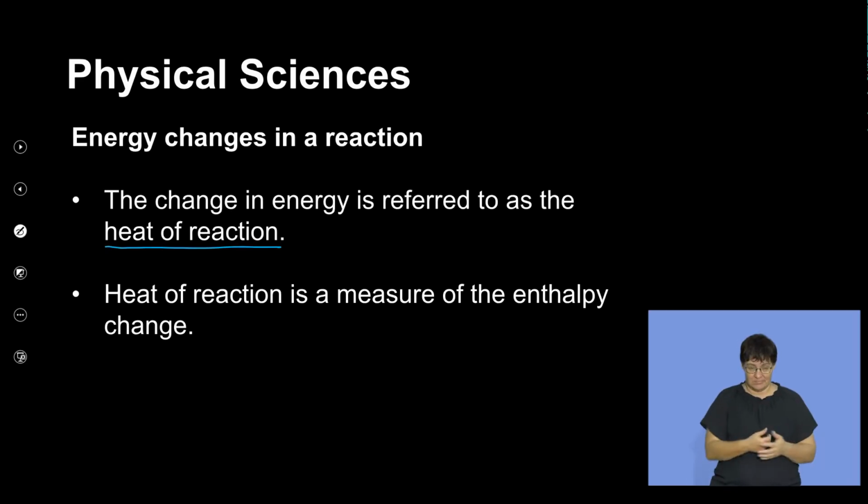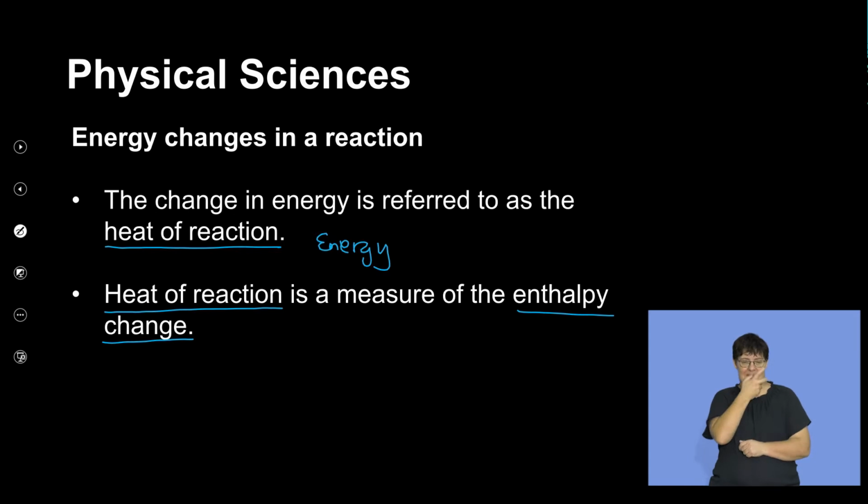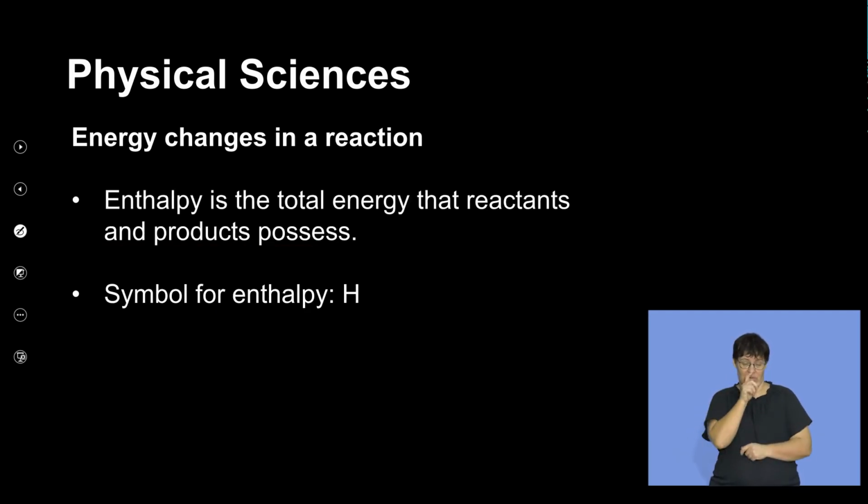So think of heat in terms of energy. The heat of reaction is a measure of the enthalpy change. So there is what we call the enthalpy change, which is the heat of reaction. When we talk about the heat of reaction of a chemical change, we're talking about the enthalpy change. So what is enthalpy? Enthalpy is the total energy that reactants and products possess when a chemical change takes place. The symbol for enthalpy is capital letter H, which has to do with the heat.